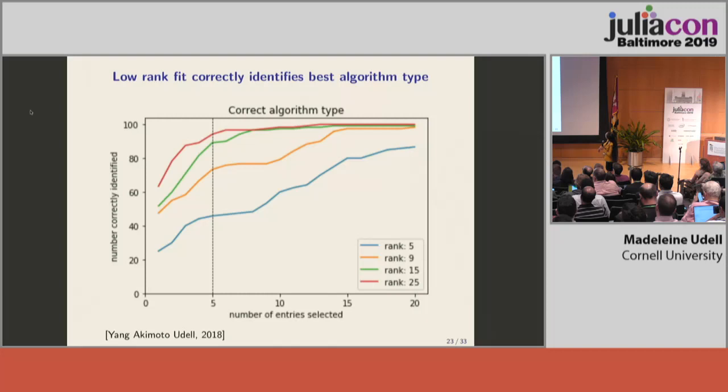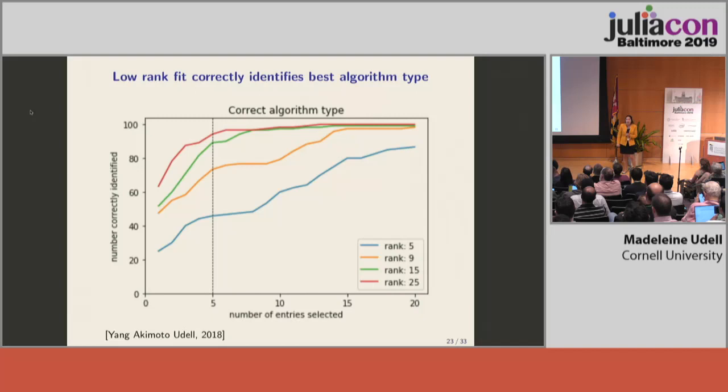As the rank of my model increases, the likelihood that those contain the correct algorithm type increases. Also, as the number I pick increases. But by the time I get to even rank 15, I'm predicting correctly more than 90% of the time if I look at the top five entries. Well, that's pretty good.